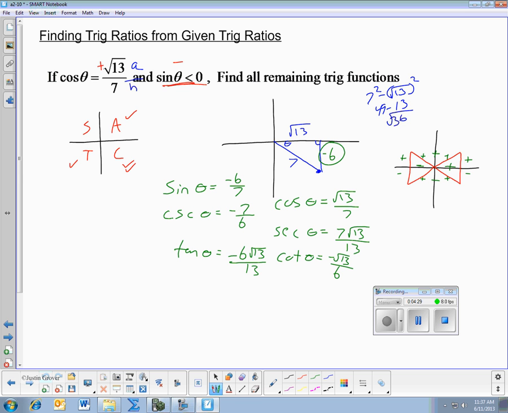And actually we can find angle theta from any one of these 6. But to truly understand that, we have to have a good grasp of reference angles, and we haven't quite gotten to that yet. So we'll get to that in a couple of lessons.